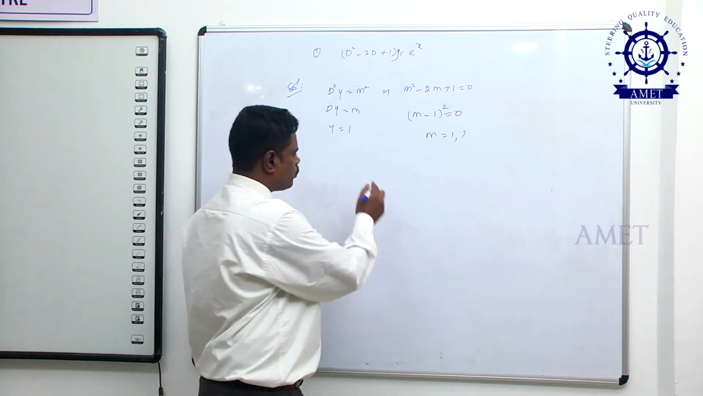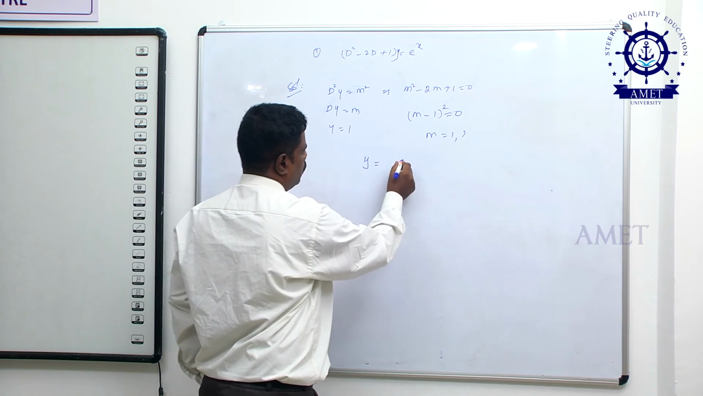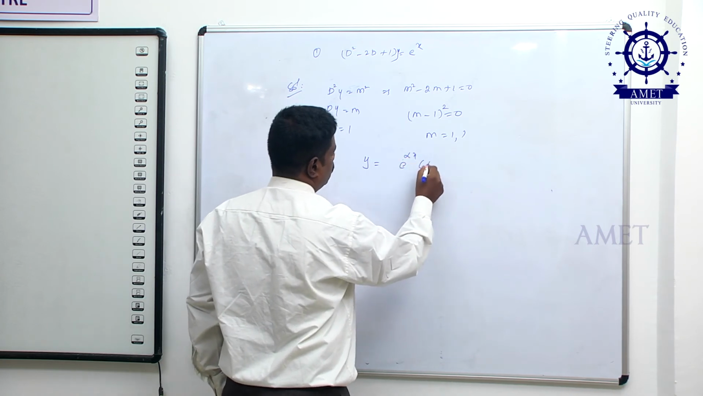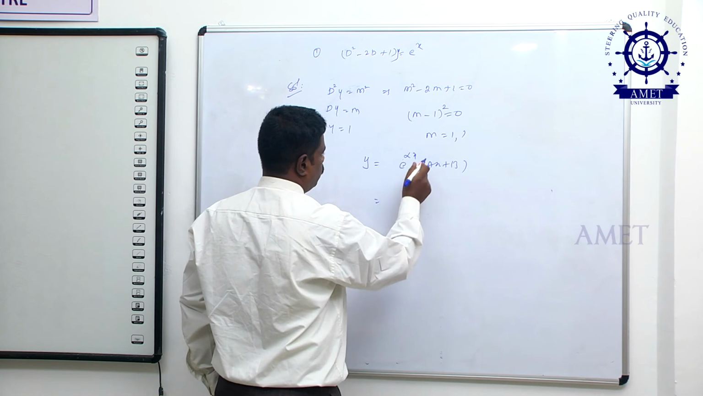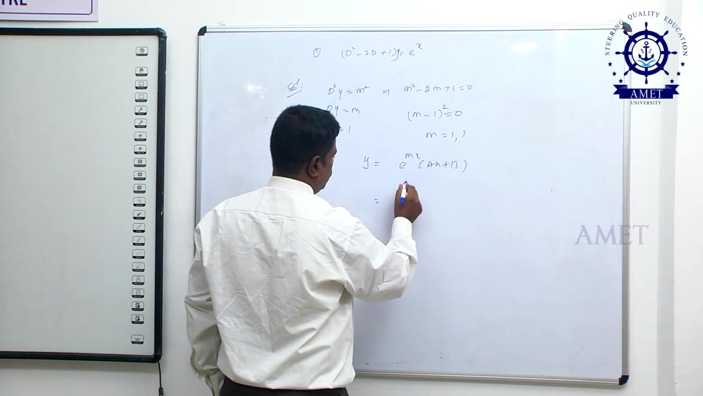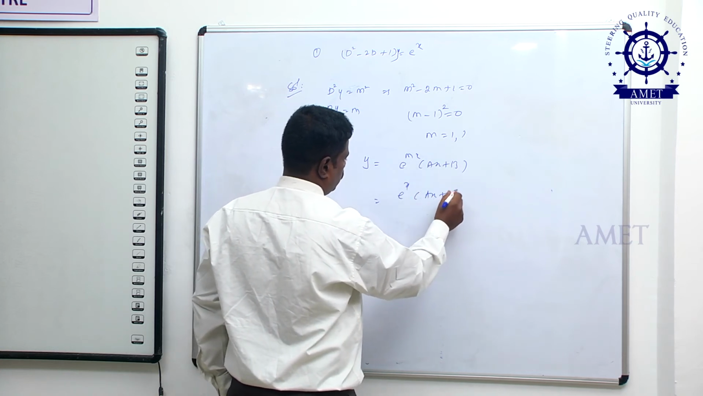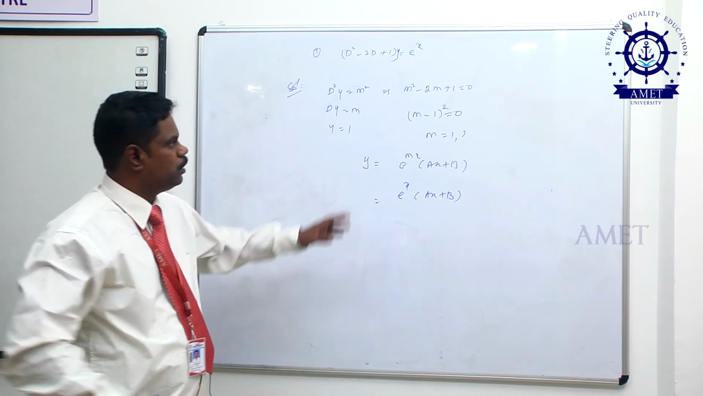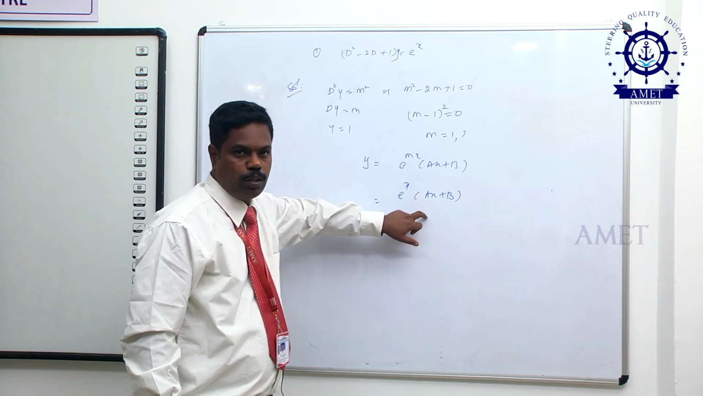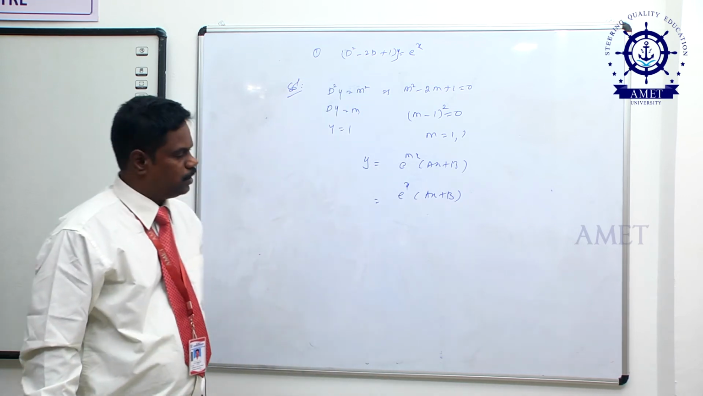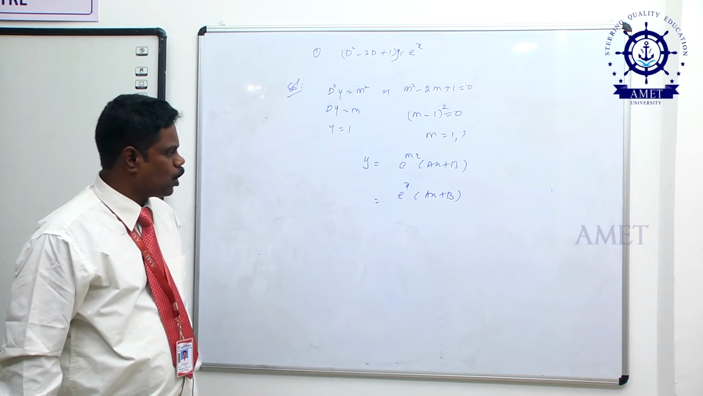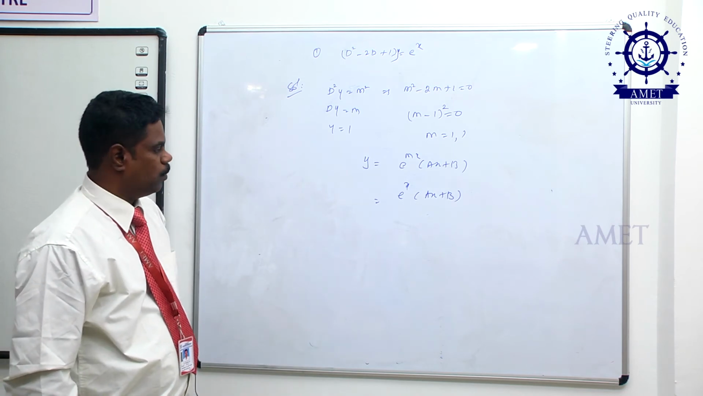So accordingly, what is the complementary function? It is e power mx into ax plus b, where m is 1, so e power x into ax plus b. Very simple: if it is quadratic, it will be linear; if it is cubic, it will be quadratic. Likewise, you have to extend the complementary function part.